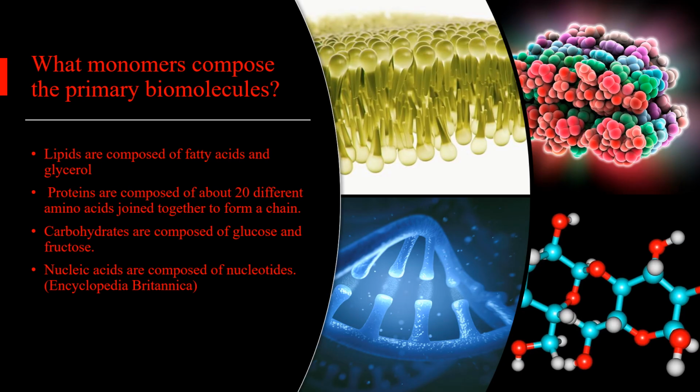What monomers compose the primary biomolecules? Lipids are composed of fatty acids and glycerol. Proteins are composed of about 20 different amino acids joined together to form a chain. Carbohydrates are composed of glucose and fructose. Nucleic acids are composed of nucleotides.